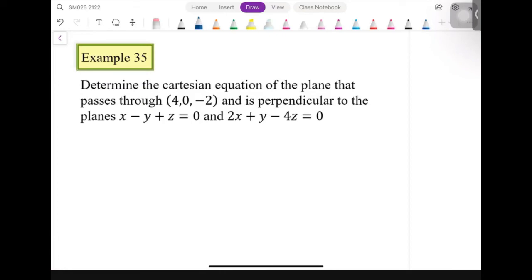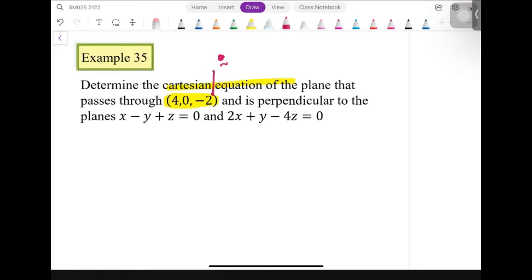Example seterusnya. Okay. Determine the Cartesian equation of a plane that passes through the point. Maksudnya point yang ada atas plane, automatic itu jadi apa? Dia mesti jadi A. And is perpendicular to the plane x minus y plus z equal to 0 and 2x plus y minus 4z equal to 0.